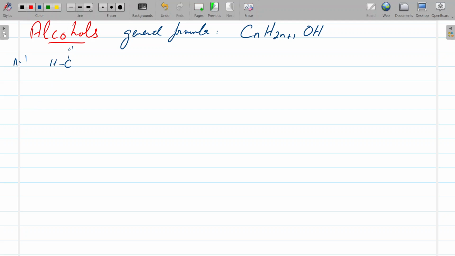Tell me how many hydrogens there are going to be. 3, good, because it's 2n, so 1 times 2 is 2, plus 1 is 3. You're going to have 3 hydrogens and OH. And this is called methanol.